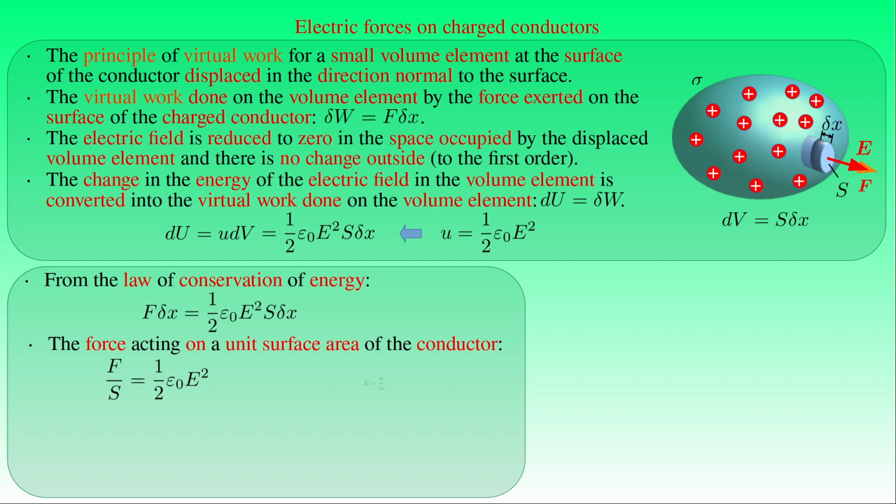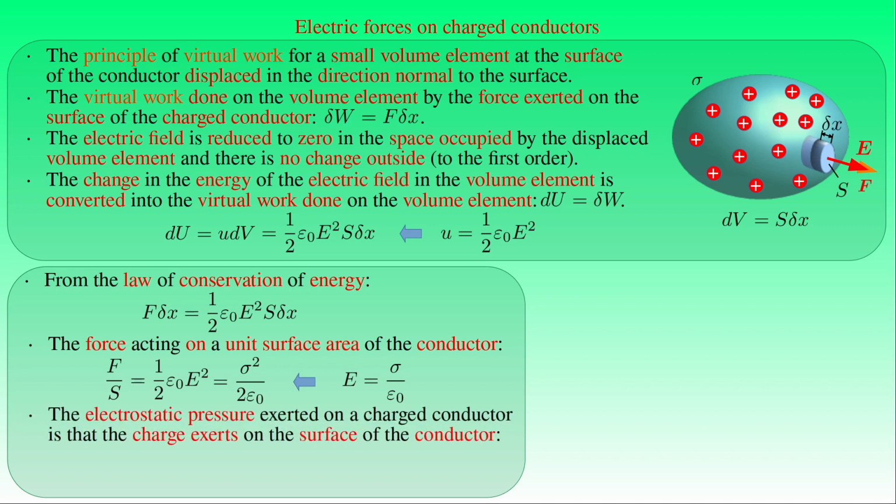Since the electric field E at the surface of the conductor is equal to the surface charge density sigma over epsilon naught, the right-hand side can also be written as sigma squared over 2 times epsilon naught. Thus we have obtained the same expressions as the ones derived from the superposition of electric fields due to the charges on the different parts of the surface of the conductor. Since force per unit area is pressure, we can define the electrostatic pressure that the charge exerts on the surface of the conductor, that is, the electrostatic pressure is given by 1/2 times epsilon naught times E squared, or sigma squared over 2 times epsilon naught.